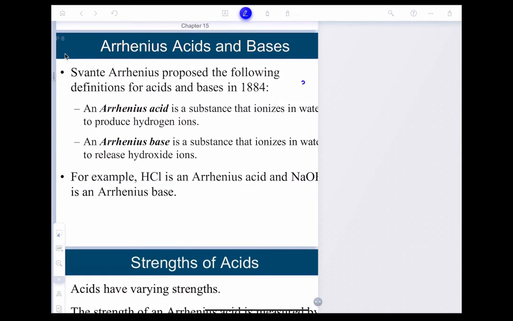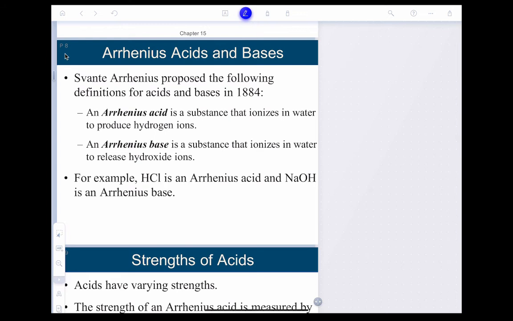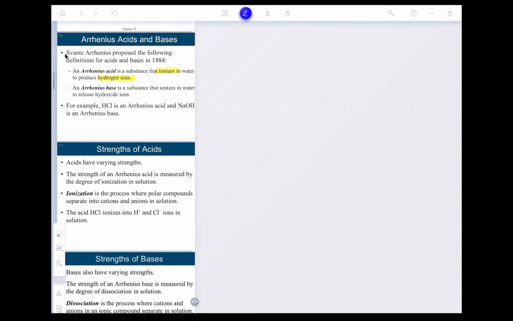Let's get further into the definitions of acids and bases. The first person to propose a definition was Arrhenius, and so it's called the Arrhenius definition for acids and bases. According to Arrhenius, any substance that ionizes in water and produces hydrogen ions is an acid. I feel like there are a couple of new words here, ionizes, and also looking at hydrogen ions from a different concept. So let's take a look at this.